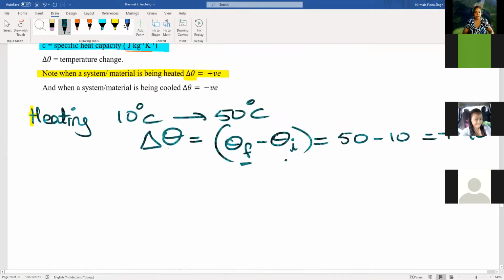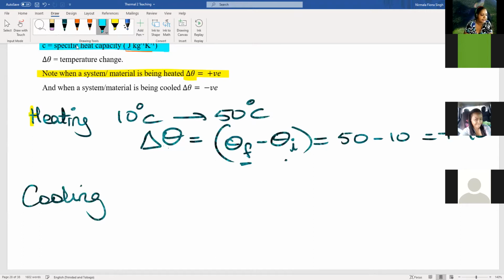Let's look at cooling. When a system or material is being cooled, delta theta will be negative. This is where the sign makes a difference. The sign tells us what is happening. So we can't do our simple arithmetic incorrectly, because we're going to get the wrong answer.